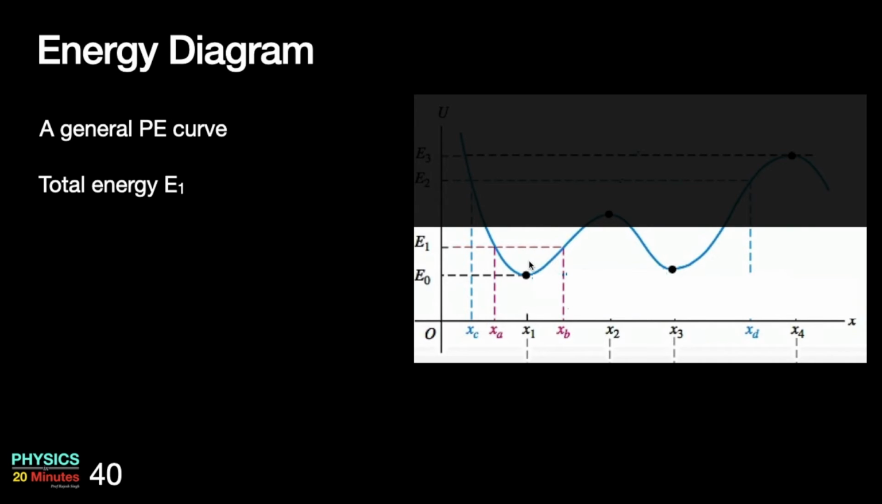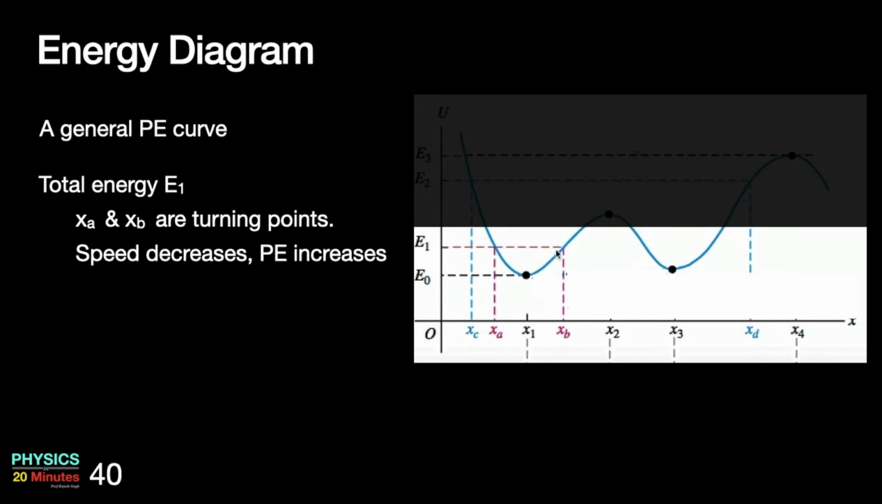As it moves towards either side, the kinetic energy goes on decreasing. You will reach the potential energy, total energy intersection point. Once you reach there, the kinetic energy will become zero, and that will be your turning point. So XB is one of the turning points, XA is another turning point. So XA and XB are turning points. Speed decreases on either side and potential energy will go on increasing.